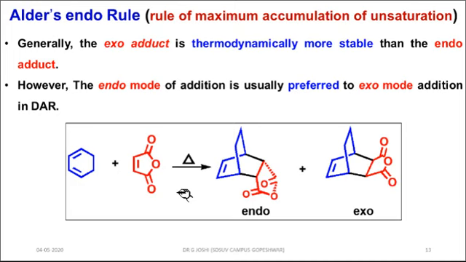During the determination of stereochemistry of dienophile, an important consideration plays a crucial role, which is known as Alder's endo rule, or rule of maximum accumulation of unsaturation. It is another stereochemical point of significance that in many Diels-Alder reactions, there is a possibility of two alternative modes of cycloaddition, that are exo and endo. We have discussed earlier also.